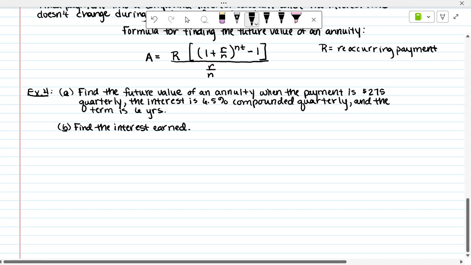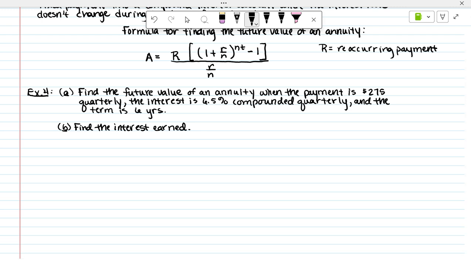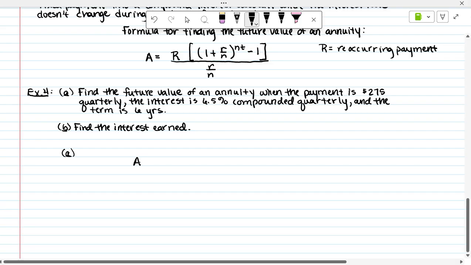Okay, so they start out nice to us because they ask us to find the future value, and our formula is in terms of the future value. Okay, so we're going to do A first. We have A equals R times 1 plus r over n to the nt minus 1, all over r over n.